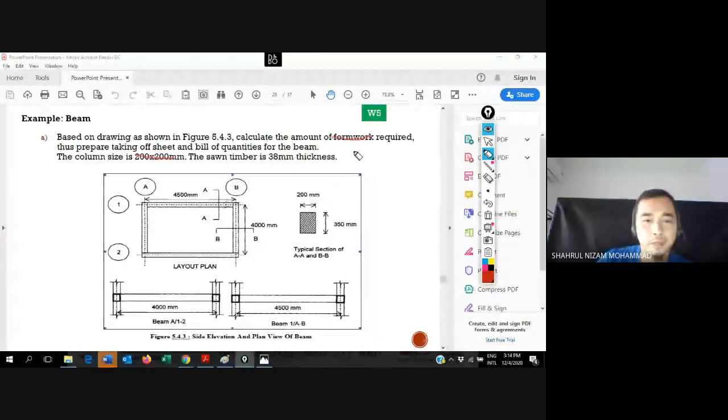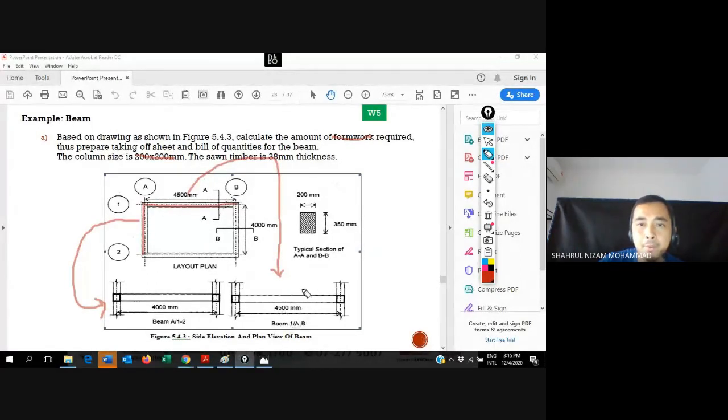Right, so here we have altogether four beams. Here it indicates the beam A12, so this one is referring to this beam. The length is 4000 mm, and this one is beam 1AB, so this beam is referred to this one. The length is 4500 mm, and this one is the cross section of every beam. So the breadth is 200 and the depth is 350.